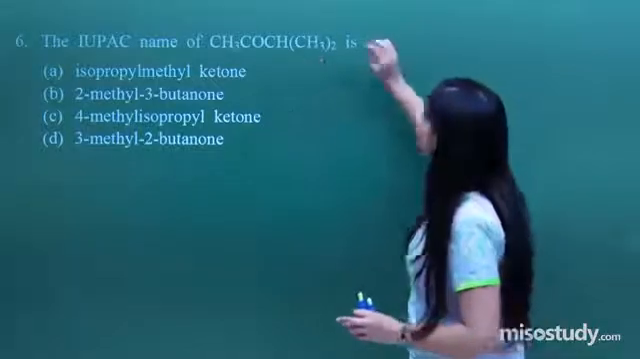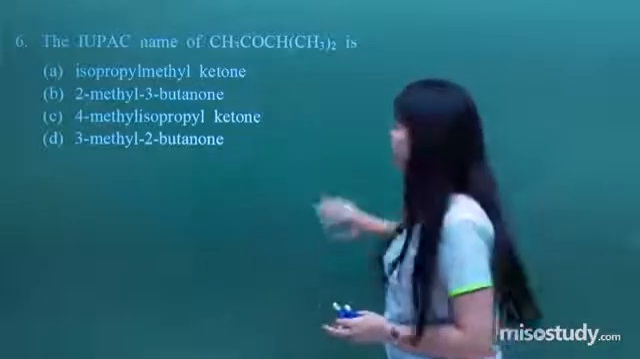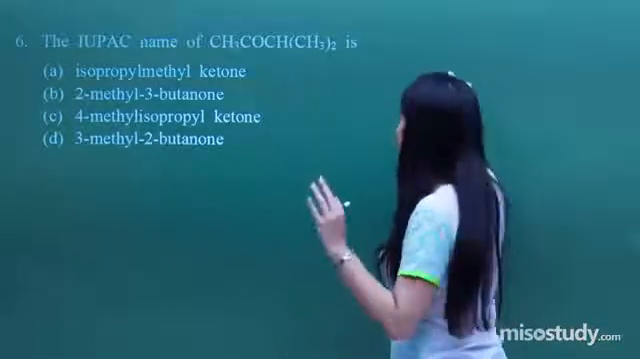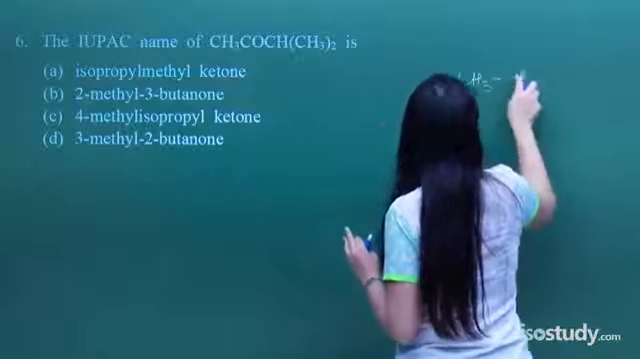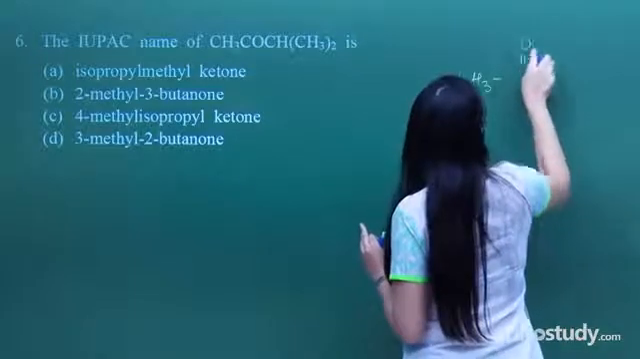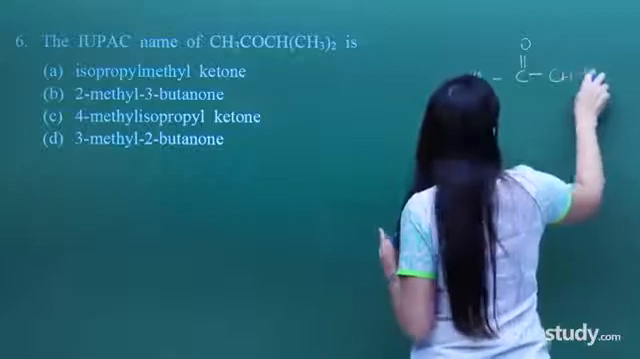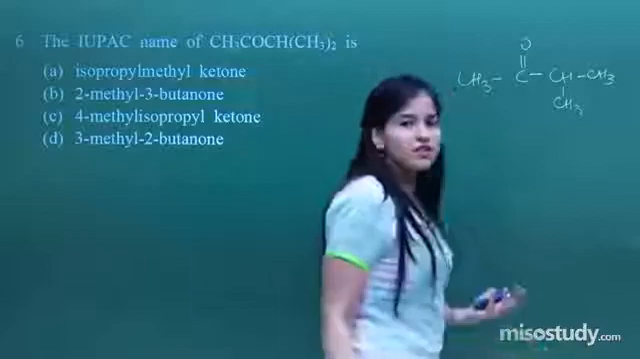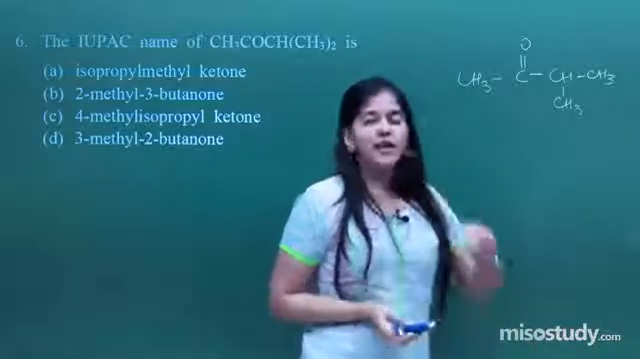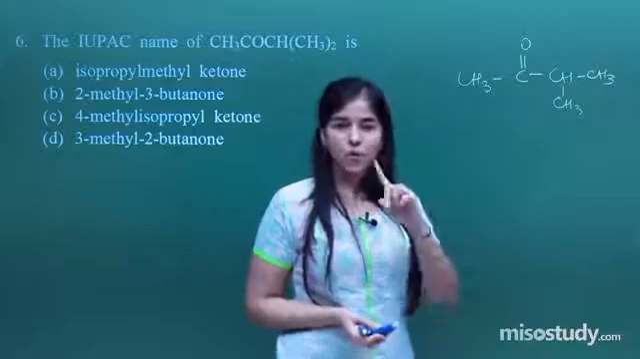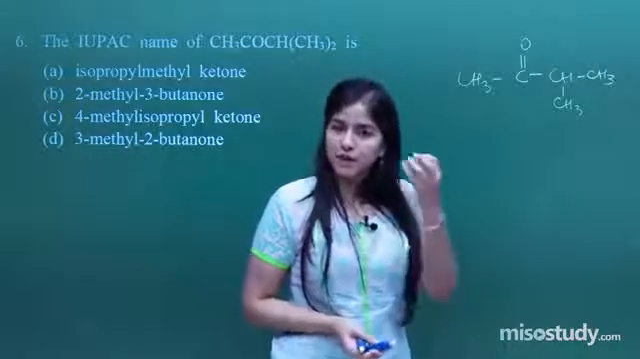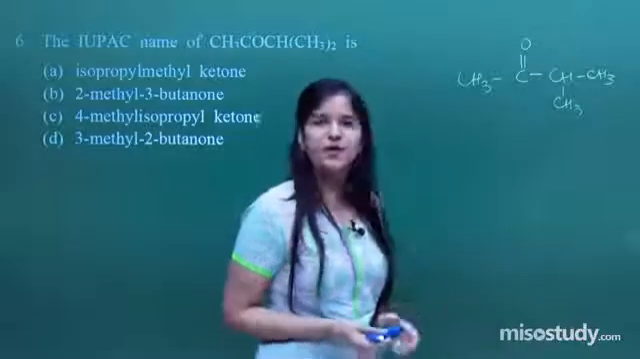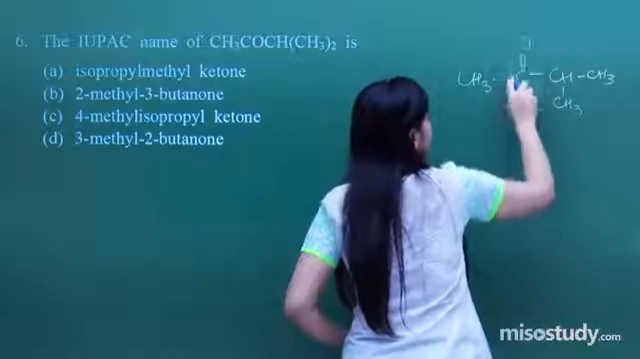The IUPAC name of this compound. So you have got the compound. Again, you need to expand the structure to have an easy IUPAC naming. It is a keto group, then CH, and then attached with 2 methyls. So how are you going to number it? That is the question. Again I am saying you need to give the lowest number not to the substituents over here, but to the functional group. So what is the functional group over here? It is the keto group.